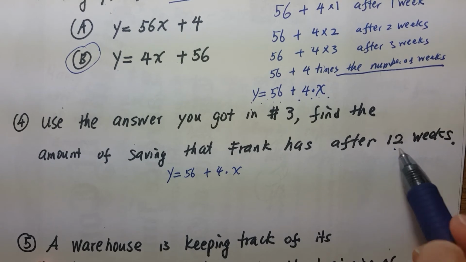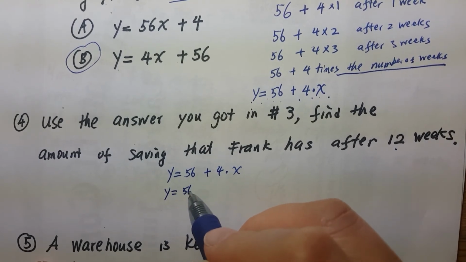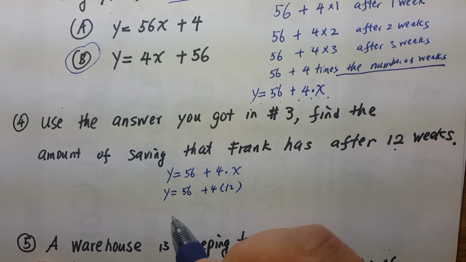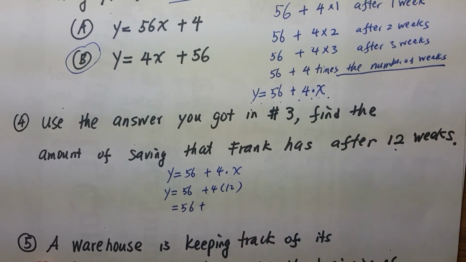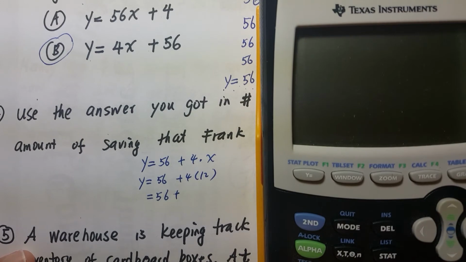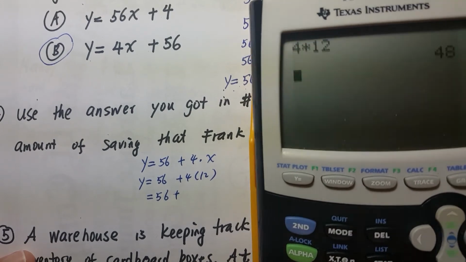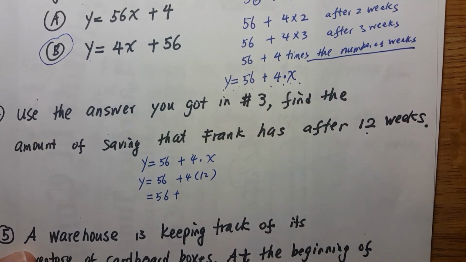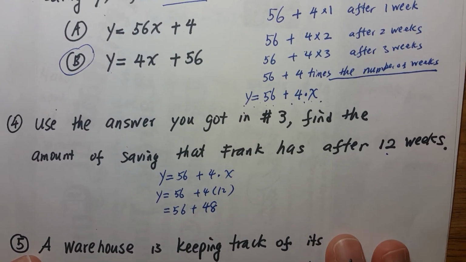Now we had 12 weeks. So y equal to 56 plus 4 times 12. We're going to use our calculator and find out what is 4 times 12. So we get 4 times 12 equal 48. So he put in $48 after 12 weeks.